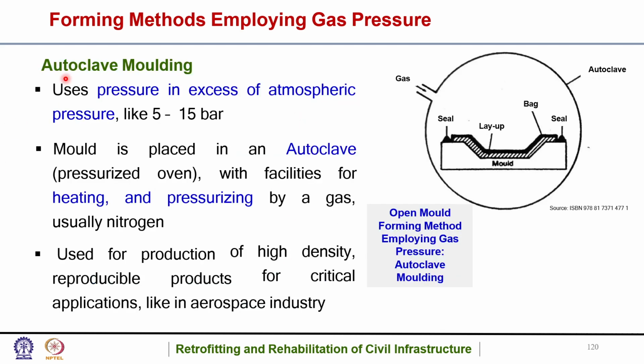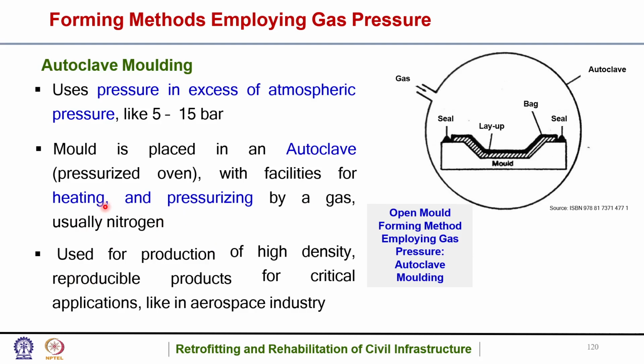So next is the autoclave molding. So it uses pressure in excess of atmospheric pressure like 5 to 15 bar. So mold is placed in an autoclave pressurized oven. Okay. So that autoclave is basically high temperature as well as high pressure. Okay. So it is placed in an autoclave with facilities for heating and pressurizing by a gas, usually nitrogen.